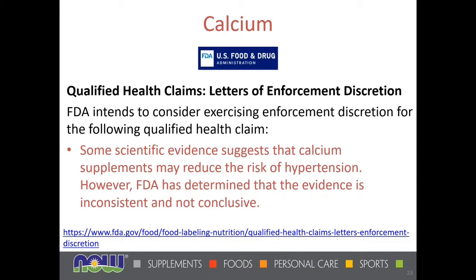There's also a category called qualified health claims, where the FDA will not object if you use certain claims. For example, calcium supplements may reduce the risk of hypertension, but it's qualified as being said some evidence suggests that it may reduce the risk of hypertension, and the FDA has determined that the evidence is inconsistent and not conclusive. So in other words, if you put enough disclaimers in, you can make a claim because there is some evidence to support this claim.